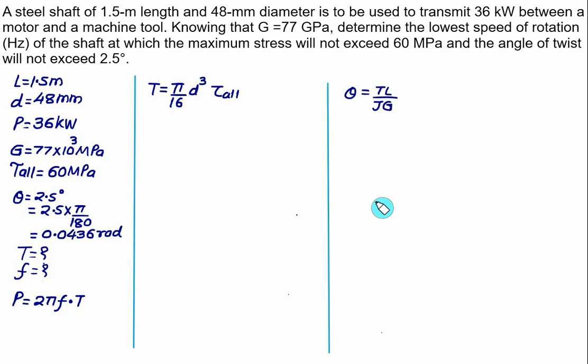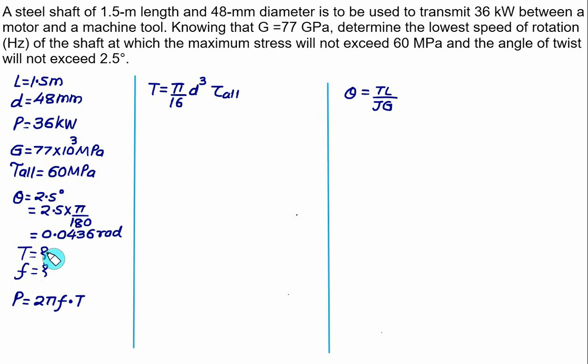The second constraint is given as theta. So we know theta is equal to T into L by Jg. Using this also we can calculate torque. So whichever is the smaller value will govern. You have to select the minimum value given by equation 1 and equation 2. That will be the value of torque.